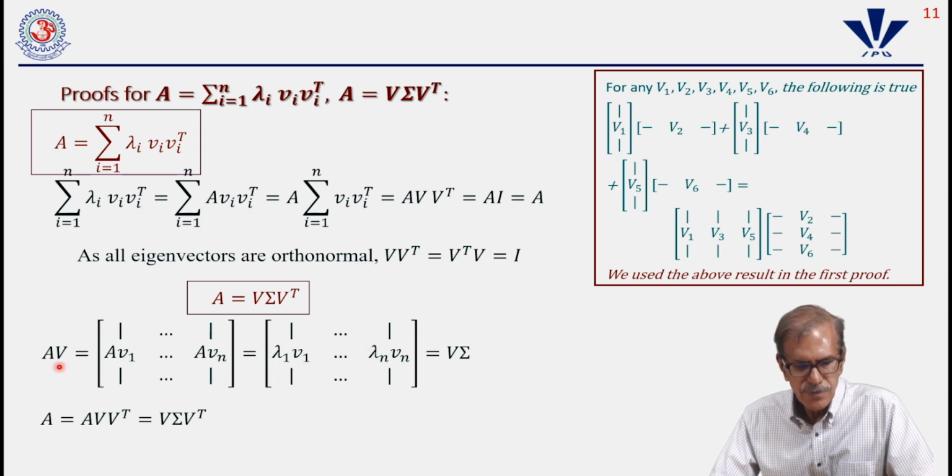and sigma is the diagonal matrix where the diagonal terms are the eigenvalues. Okay. So if AV equals V sigma, then multiplying both sides on the right with V transpose, we get A times V V transpose, and V V transpose is actually the identity matrix. And on the other side, V sigma V transpose. Okay. So this is also proved.